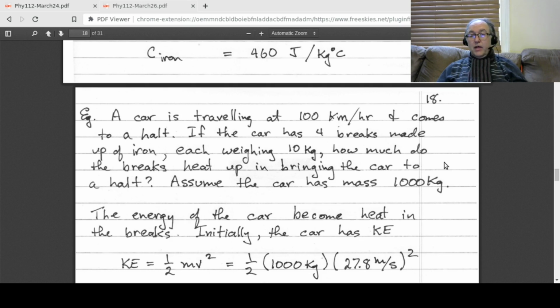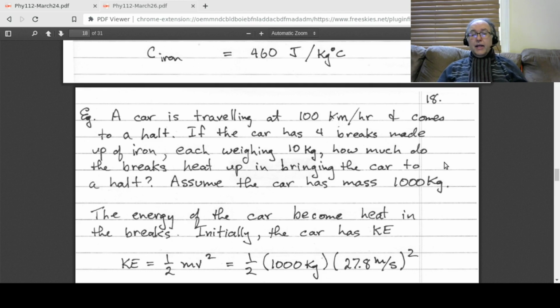So we have a car traveling at 100 kilometers per hour, and it comes to a halt. If the car has 4 brakes made up of iron, and each brake weighs 10 kilograms, how much do the brakes heat up by in bringing the car to a halt? In other words, how much does the temperature increase?